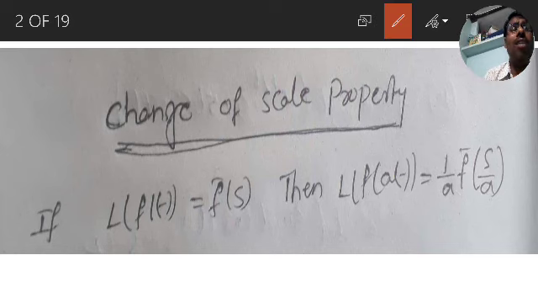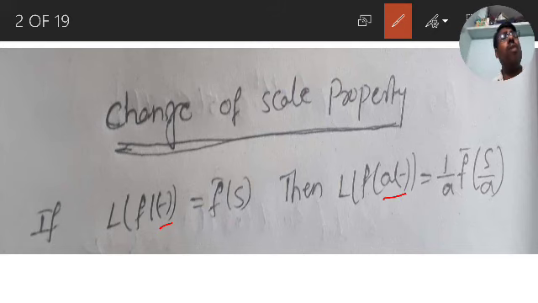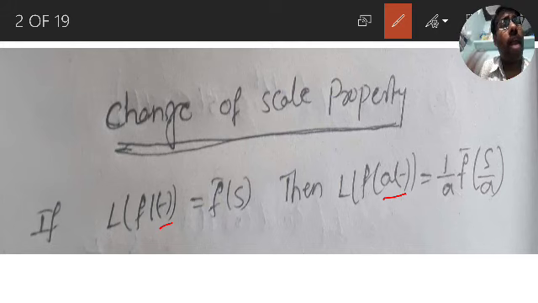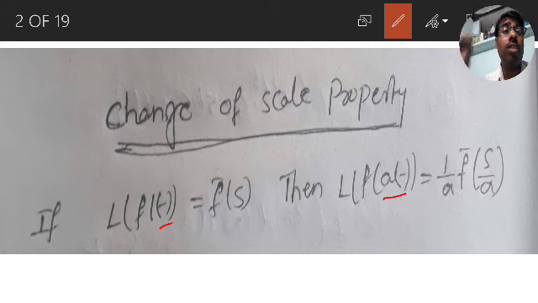You can see here it is t, here it is a into t. The constant a is multiplied, t is multiplied by a, so t becomes a t. That's why there is a change in scale. That's why it is called change of scale property.